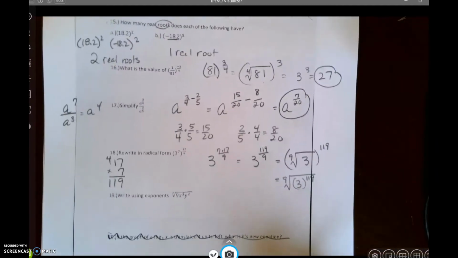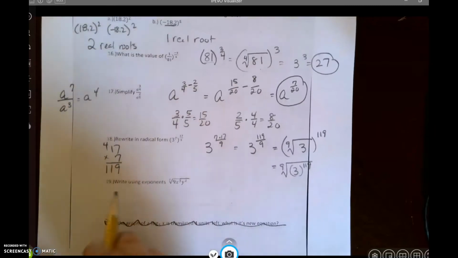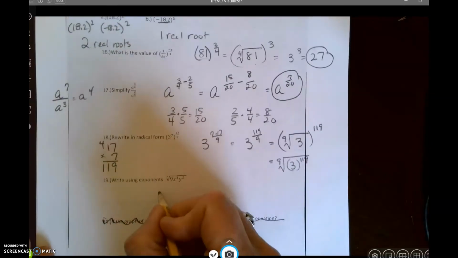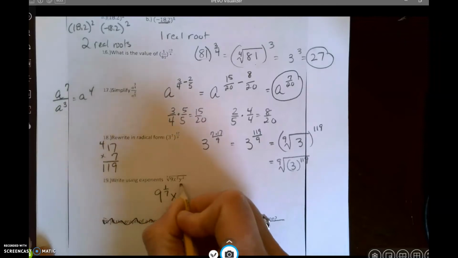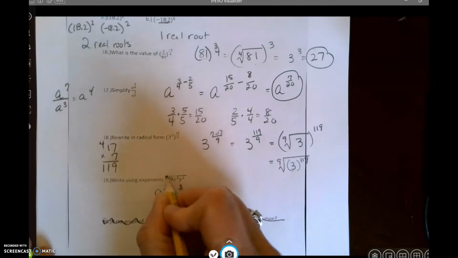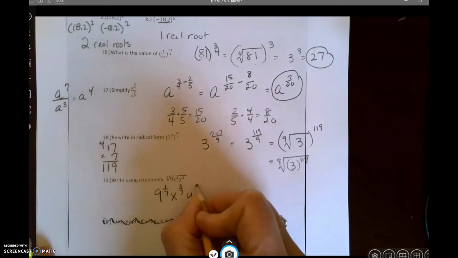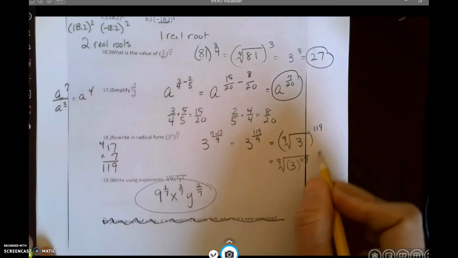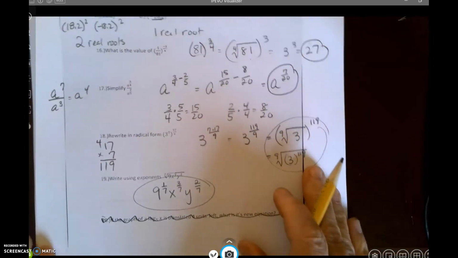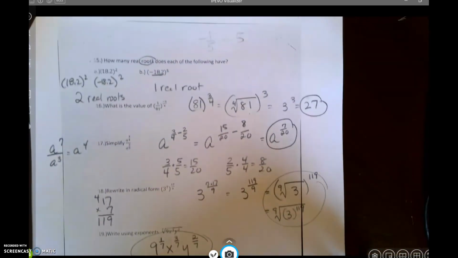All right, and lastly, number 19. Write using exponents. So I have 9 to the 1/7, x to the 3/7 power over root, y to the 2/7. And that's it for page 4.